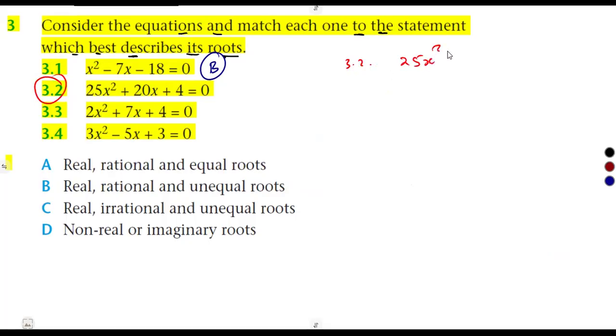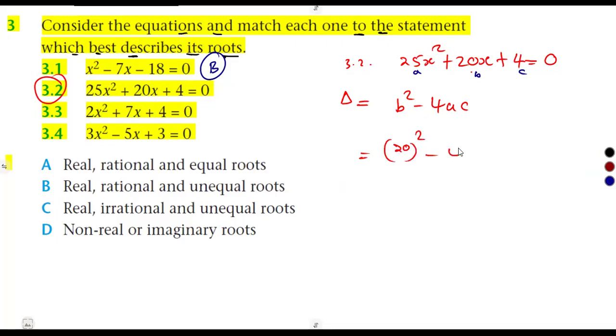You are given 25x squared plus 20x plus 4 equal to 0. So you do the same thing, guys. B squared minus 4ac. That's our delta, remember? This is your A, your B, and your C. So in this case, you're going to substitute B squared, which is 20 squared, minus 4 times A, which is 25, times C, which is 4. So simplifying these, guys, you are going to get exactly 0.